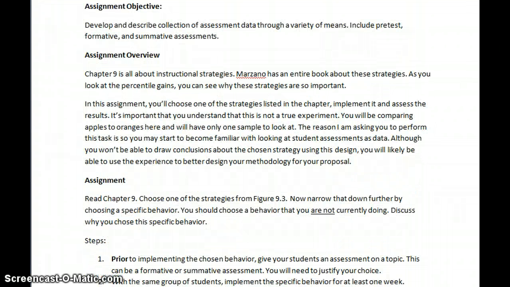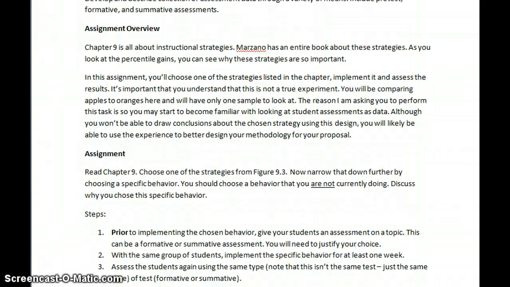So I'm going to scroll down here. Looking at Chapter 9, you're going to look at all the different instructional strategies. Marzano has another whole entire book that's written just about these instructional strategies. And the reason for that is because we can see a high level of student achievement when we put these strategies into practice. Basically, as he explains in the book, they went through and looked at effective teachers and what effective teachers did, and they found a few commonalities.